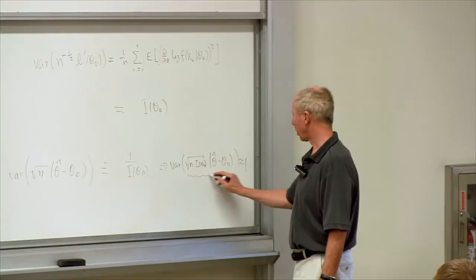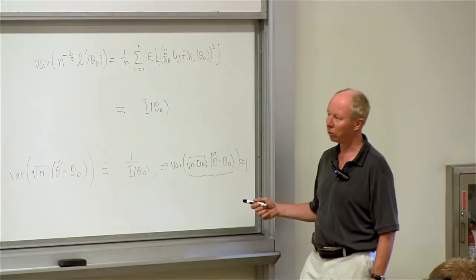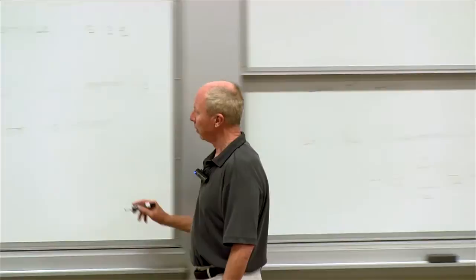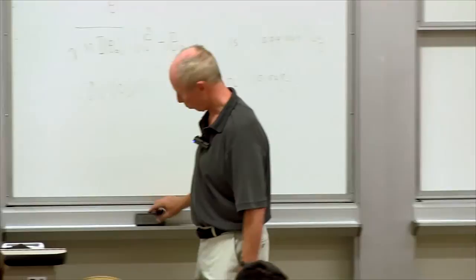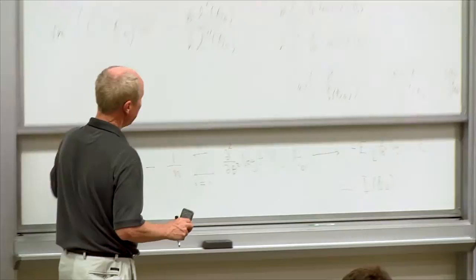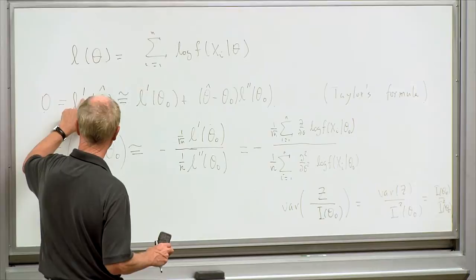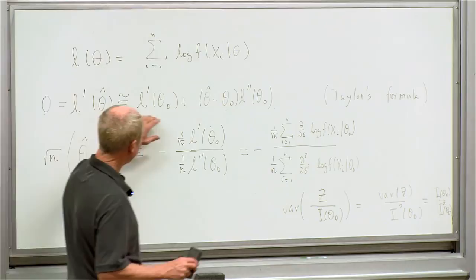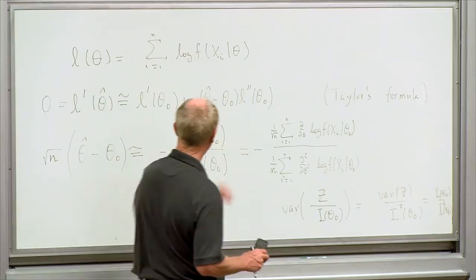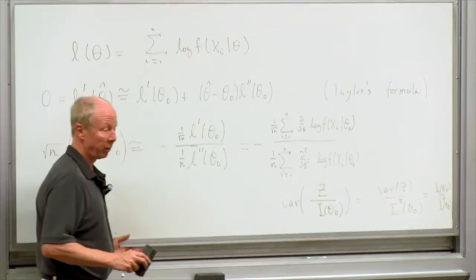Okay, so this is approximately a normal random variable. It has mean 0 and its variance is converging to 1, so that's the central limit theorem. This thing is approximately normally distributed with mean 0 and variance 1 for n large. So it's just a simple matter of expanding L, the log likelihood function at the MLE, realizing that the derivative of the log likelihood function at the MLE is 0. Then you just have first order here, and you get this difference, which we're interested in. You solve for that difference. For the numerator you apply the central limit theorem, for the denominator the law of large numbers. That's all there is to it.